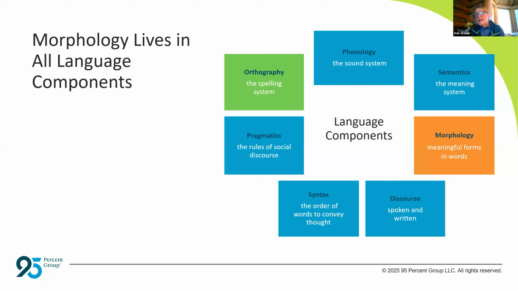A word is mapped in our brain. A written word is mapped in our brain when we read it quickly and access the meaning of that word. So teaching the meaningful parts of the word, the morphology, assists with building the orthographic mapping of a word.